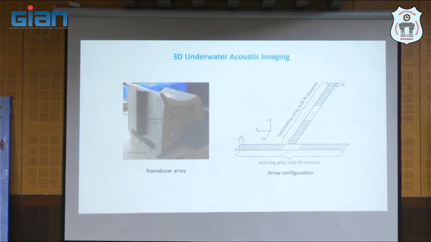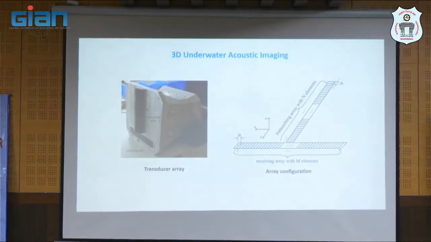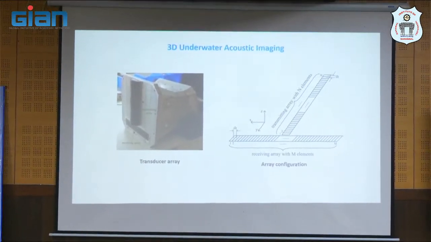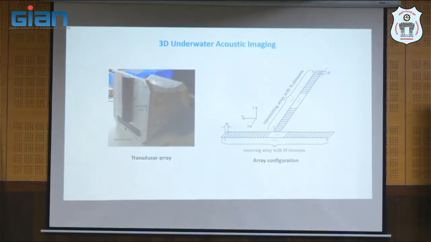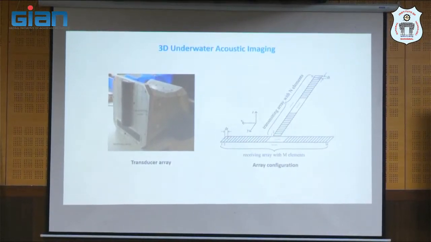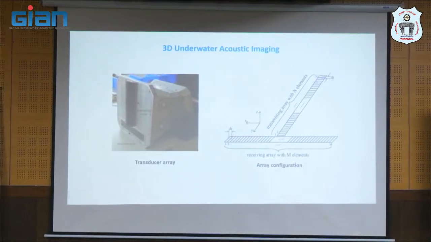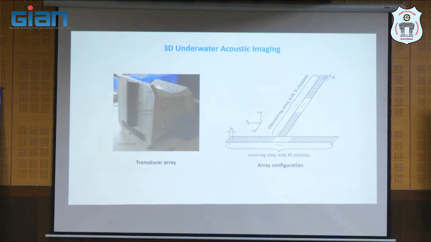But the problem with such a planar array is the computational complexity and also the hardware cost. So almost all the commercial multi-beam sonars won't use a planar array. Instead, they will use a cross array like this, in which the vertical element will be the transmitting array, and the horizontal one will be the receiving array.